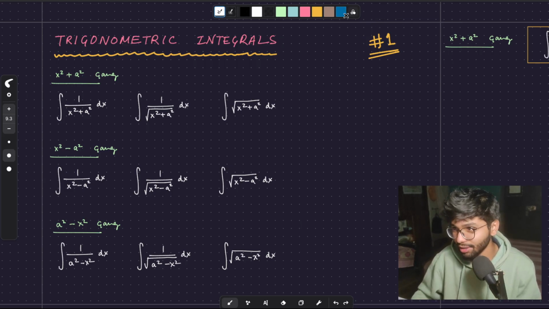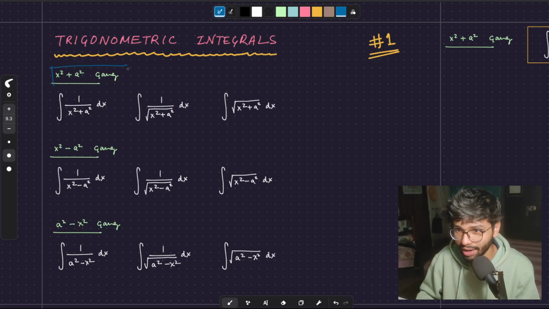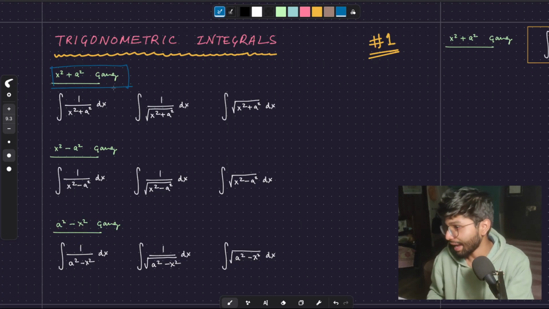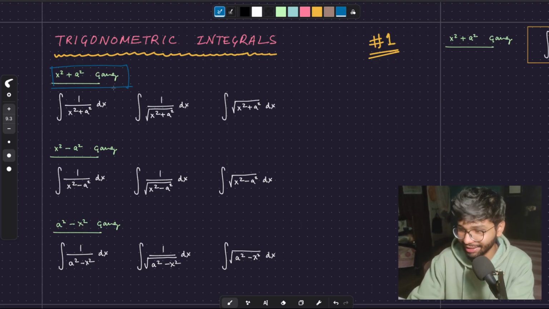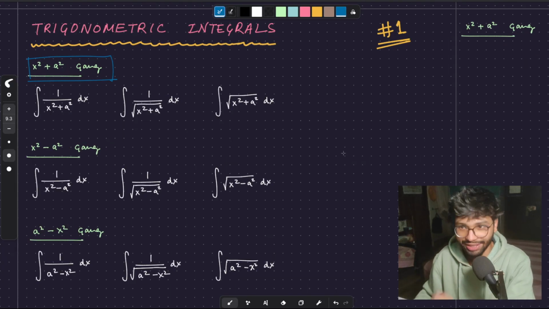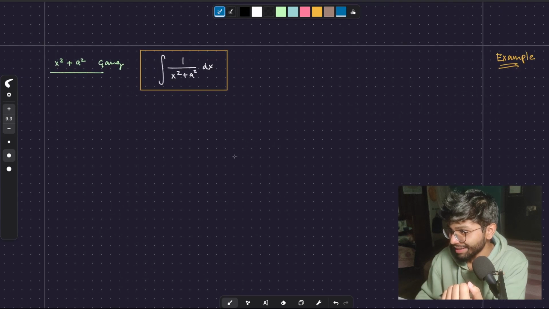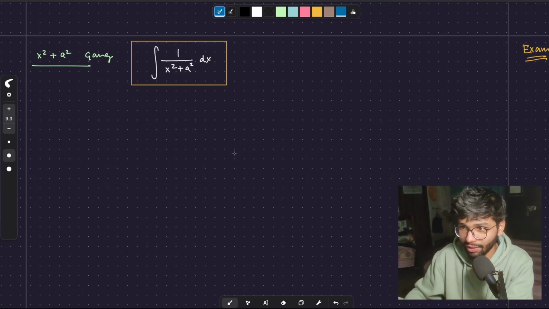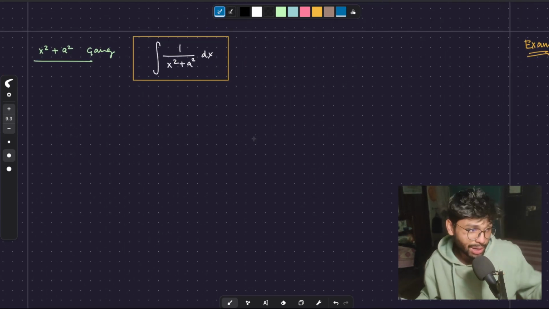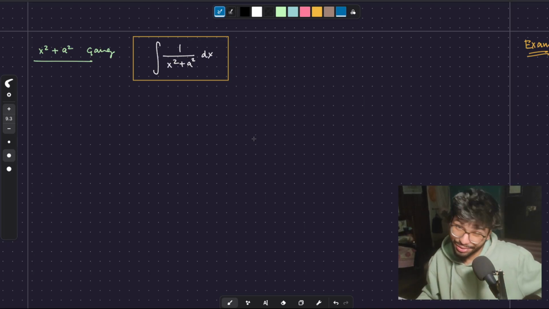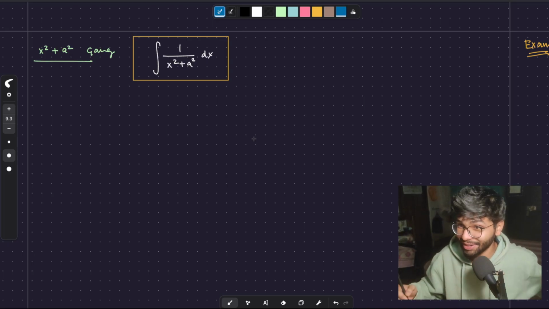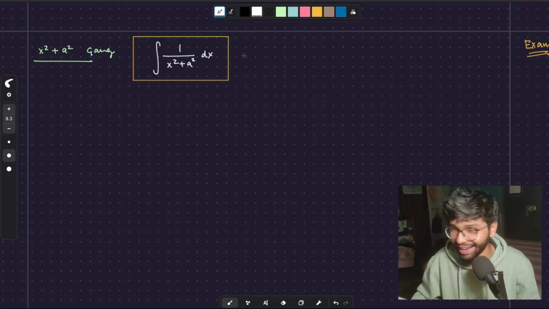We're going to do the x squared plus a squared gang today, and I guess let's just get started. And over here, we have our first integral. I have my notes right here. I will refer to them if I need to. I'll try not to, but it is what it is.